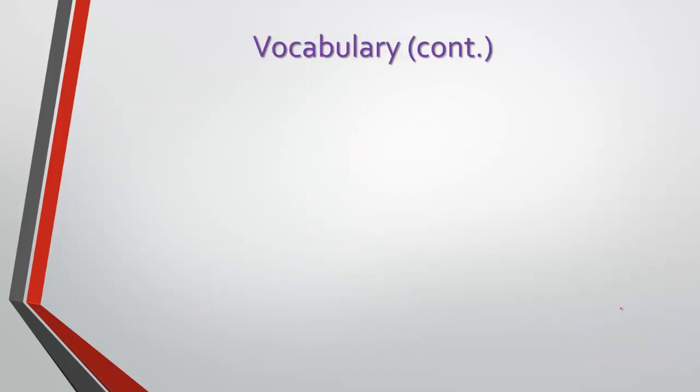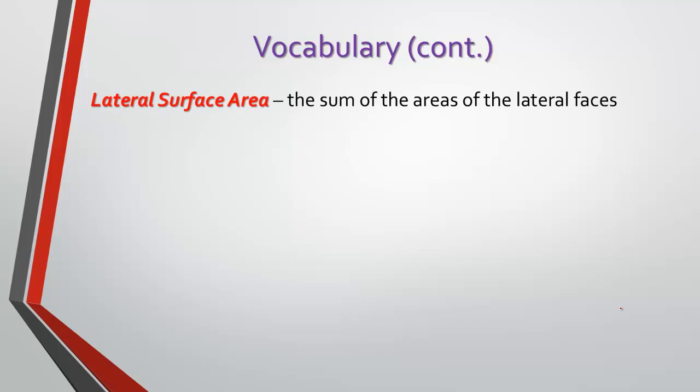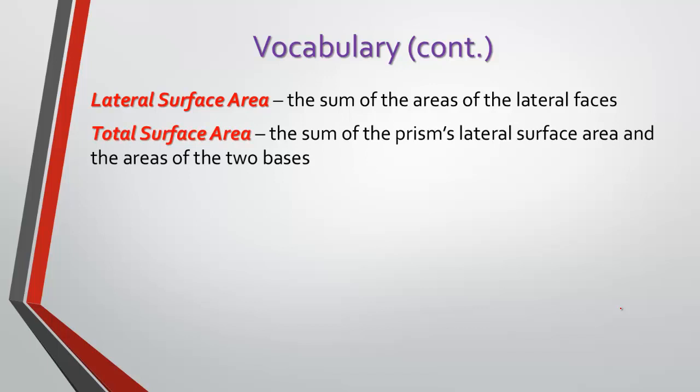And a little bit more vocabulary. The lateral surface area is the sum of the areas of the lateral faces. So that excludes the bases, but all the other faces, that would be the lateral surface area. The total surface area is the sum of the prism's lateral surface area and the areas of the two bases. So that should be pretty easy to figure out. Lateral, total, should be pretty much a no-brainer for you.